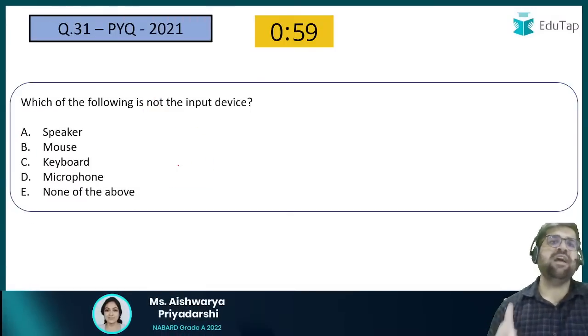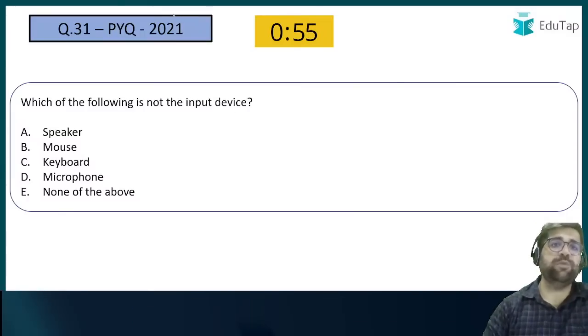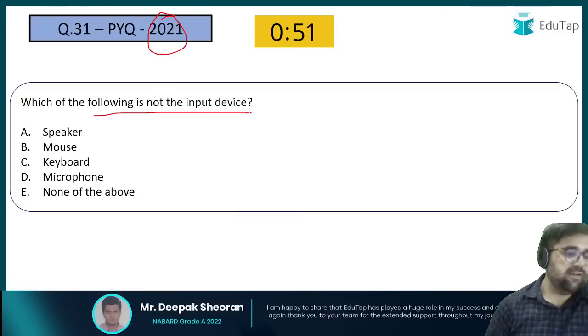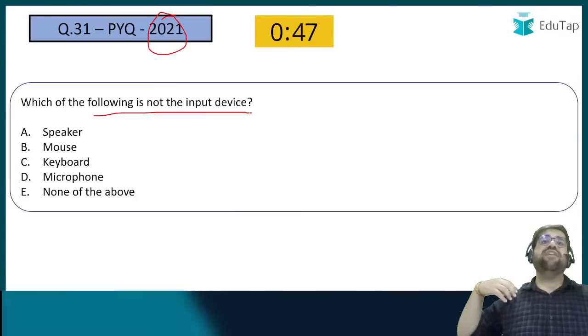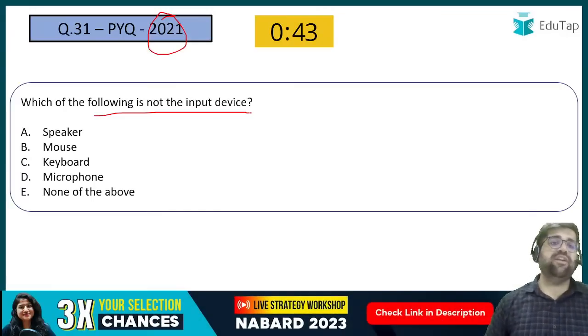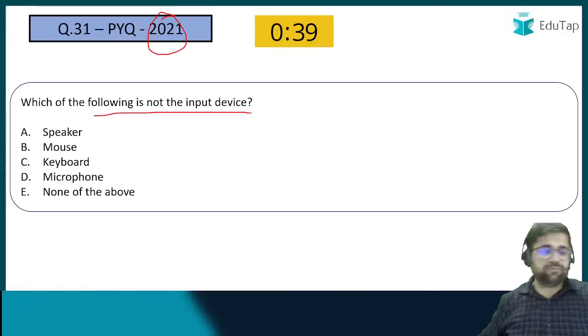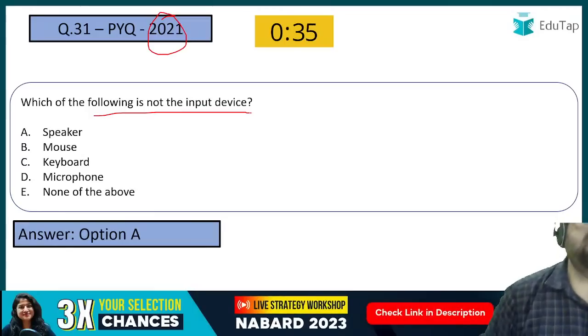Question number 31, a previous year question asked in the year 2021. Which of the following is not an input device? Input means that I am giving inputs to the computer. So which of the following is not an input device? Yes, the correct answer will be speaker.